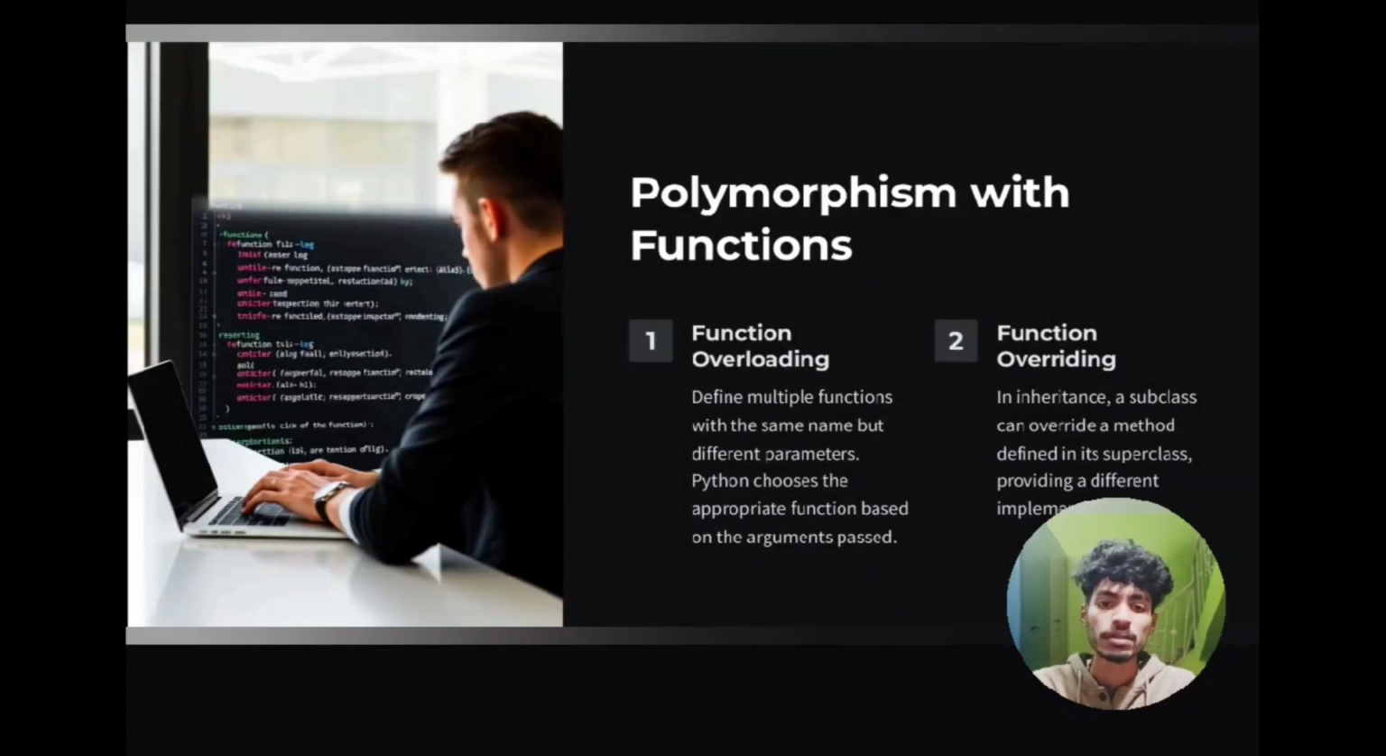Polymorphism with functions. Function overloading. Define multiple functions with the same name but different parameters. Python chooses the appropriate function based on the arguments passed. Function overriding. In inheritance, a subclass can override a method defined in its superclass, providing a different implementation.